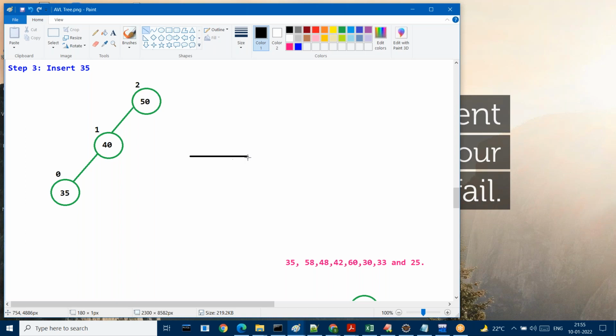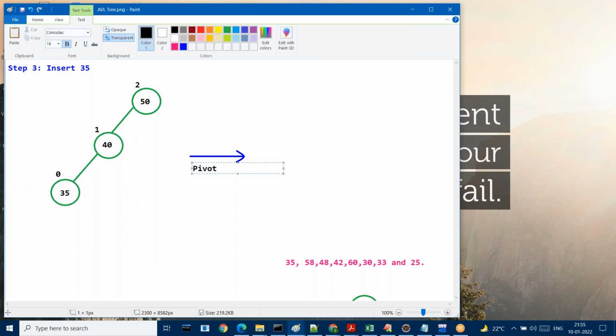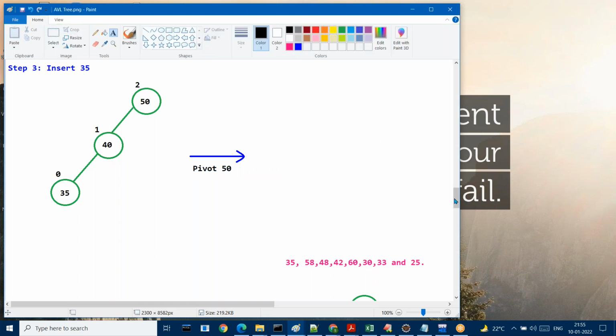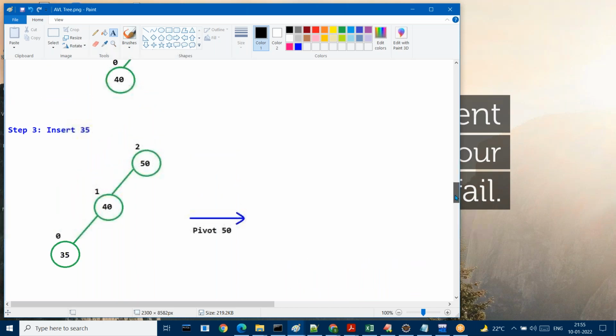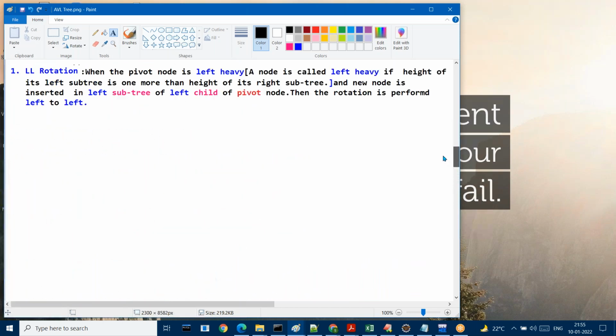I identified here two things, sir. Two things I need to identify here. First of all, who is the pivot? And rotation will take place with respect to what? First thing I identified, pivot. That is 50. Pivot is 50. Super. Rotation needs to be identified. Till now, one rotation I have learned. Let's see if it is satisfying that or not.